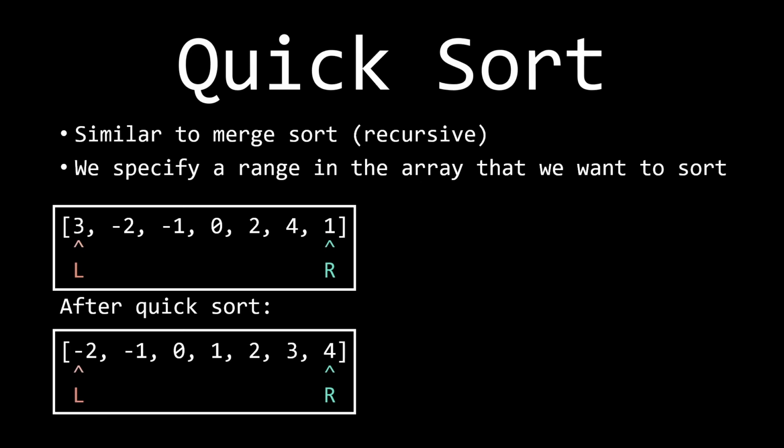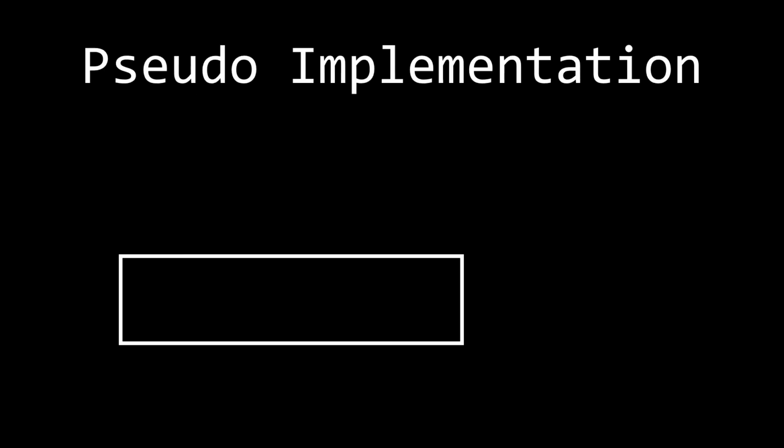If we wanted to sort the entire array, all we have to do is set L to be 0 and R to be n-1, where n is the size of the array. Once we perform quicksort on it, the entire array should be sorted. Okay, so let's look at some pseudo implementation of how we might do this.